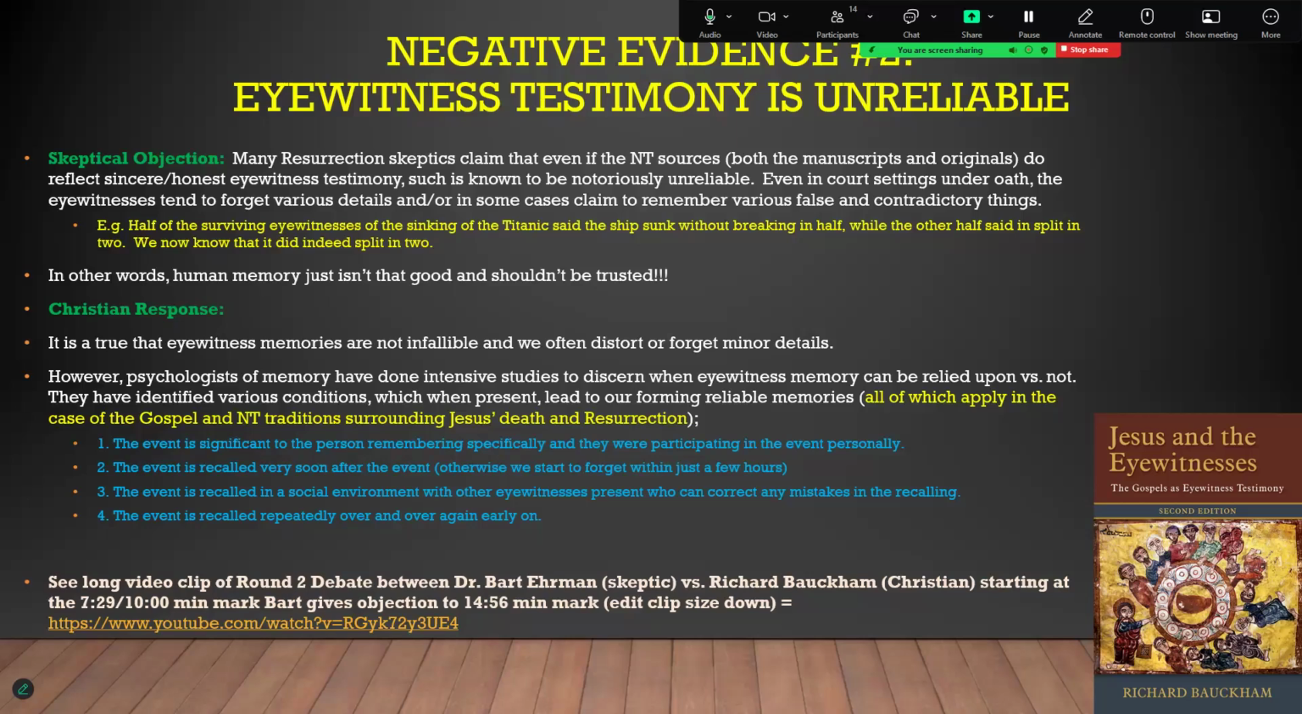Also, if the event is recalled in a social environment where there are other eyewitnesses present who can correct us, if we remember a minor detail wrong and they say, oh no, actually, that's not true, this happened. Oh yeah, you're right. That would improve the memory's reliability. Also, if the event is recalled repeatedly over and over again, that cements it in our memory. So those are four or five conditions that psychologists of memory say result in reliable memories.